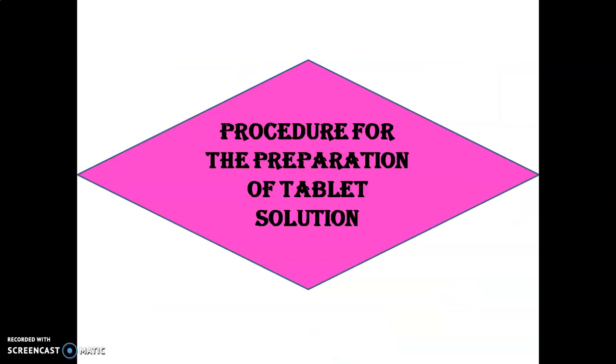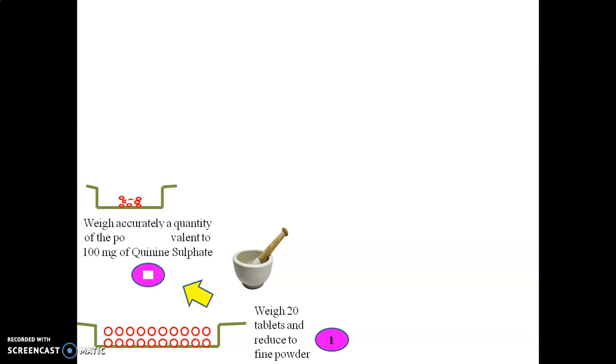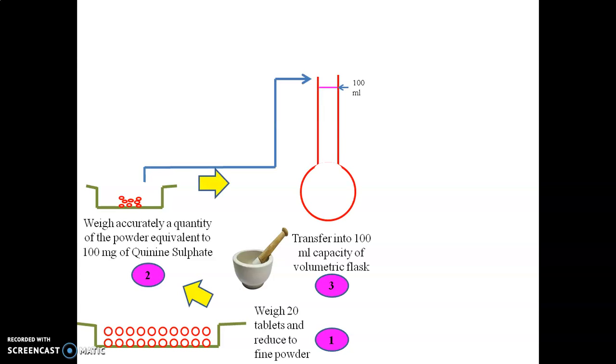Now we have to see the second part of the procedure, that is the procedure for the preparation of tablet solution. Weigh 20 tablets and reduce to fine powder with the help of a mortar and pestle. Then weigh accurately a quantity of the powder equivalent to 100 milligram of quinine sulfate. Then transfer into a 100 ml volumetric flask.